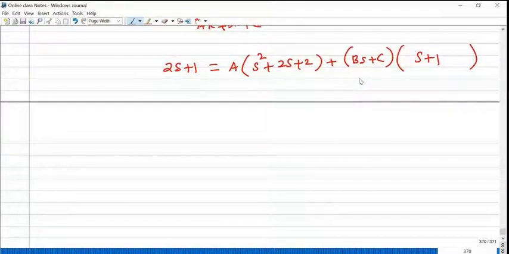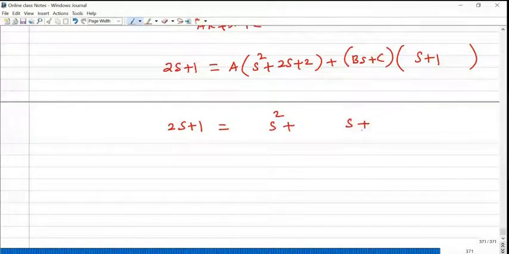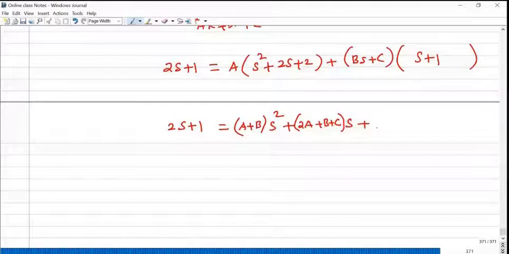Then only you can apply the value or compare the coefficient. 2s plus 1. Multiply this term: b s square plus b plus cs plus c. Then what I'm suggesting is, separate the s square term, the s term, and the constant term. Once you simplify this, take s square outside, you will get a plus b. Factor for s: 2a plus b plus c, and the constant term separately.